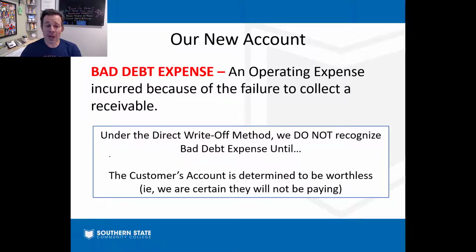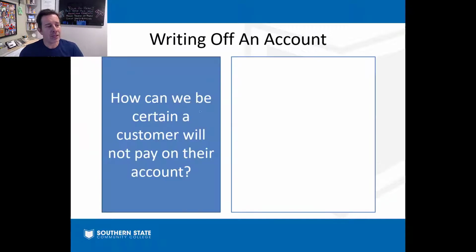Under the direct write-off method, we don't recognize bad debt expense until the customer's account is determined to be worthless. In other words, we've determined that we are certain that customer is not going to pay us back. Then we add the amount they owed to bad debt expense. So think about that for a second.